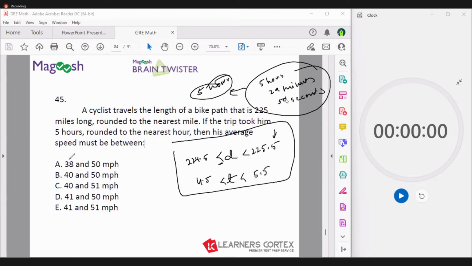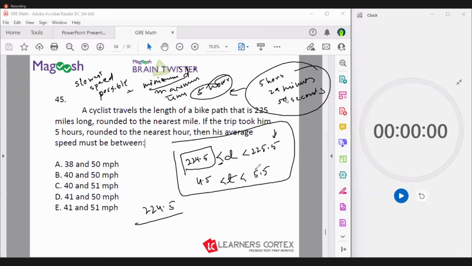Now, if we are to find his average speed, the range of his average speed, then what we have to do is, first of all, we have to find the slowest speed possible. Now, the slowest speed possible is minimum distance covered upon maximum time. Okay, minimum distance covered over maximum time taken to cover that distance. So this is the minimum possible distance, which is 224.5, and the maximum possible time is 5.5.